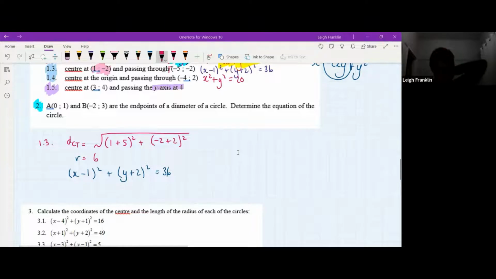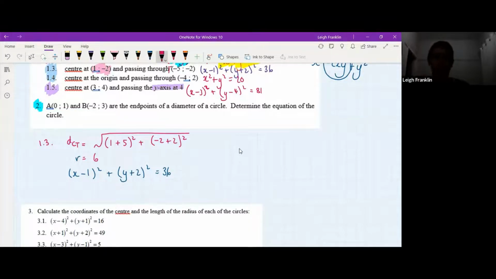And then in 1.5, this is what I got. I got an answer of (x - 3)². Sorry, it's a square, badly written by me. (y - 4)² is equal to, I got 81. Do you agree? Ma'am, would you please explain 1.5?